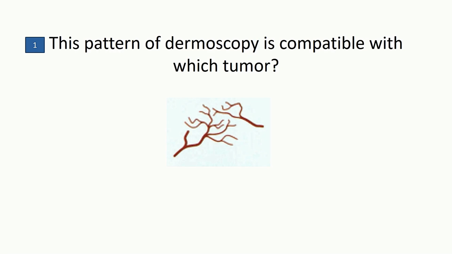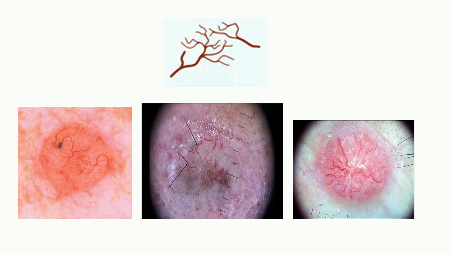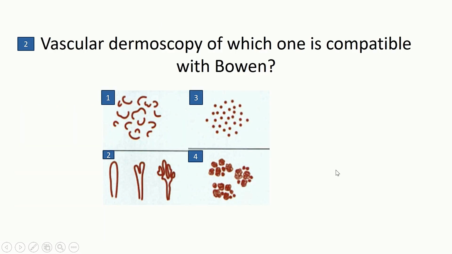Question 1. This pattern of dermoscopy is compatible with which tumor? As you see here, there are arborizing vessels, indicative of basal cell carcinoma. And here you see several images depicting arborizing vessels. Here, and here are arborizing vessels indicative of basal cell carcinoma.